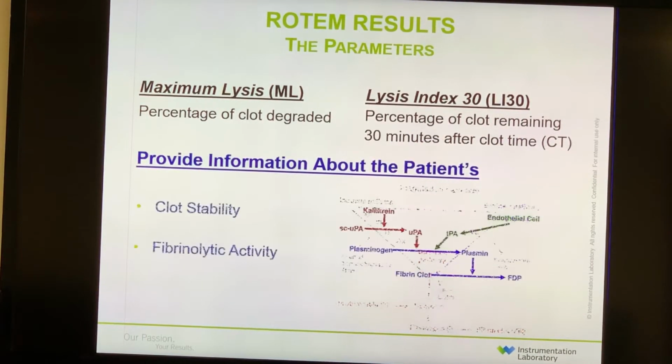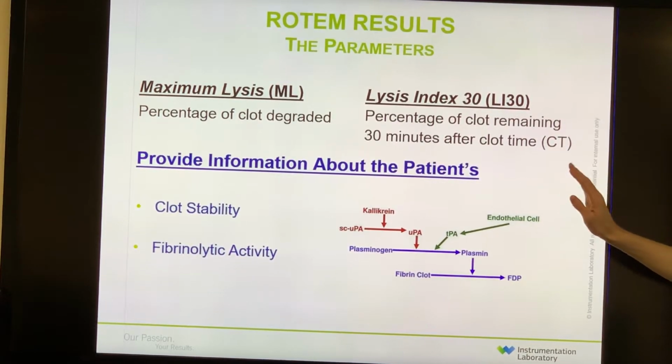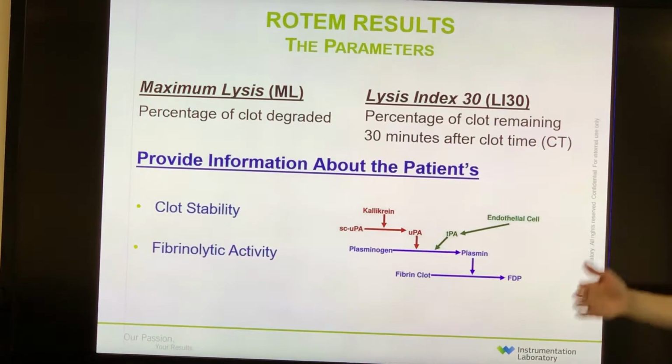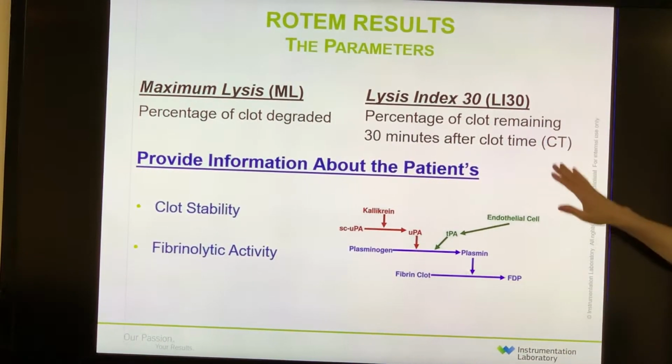And then the last parameters have to do with how stable that clot is. So you have your maximum lysis, which is the percentage of clot degraded at any given point in time. So if a couple minutes into the run the clot starts degrading, you're going to start seeing a percentage show up in that field. Whereas your lysis index 30 is 30 minutes after your CT time, so clearly a static point in time. If the clot starts breaking down and this is the only parameter you're looking at, you might see that in the shape, but you're not going to see a number generated here until 30 minutes after CT time.